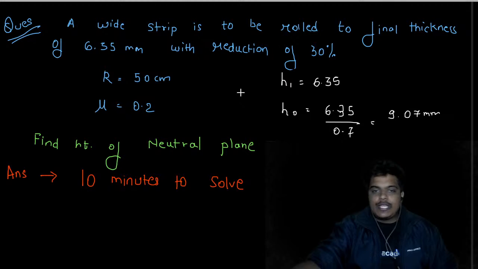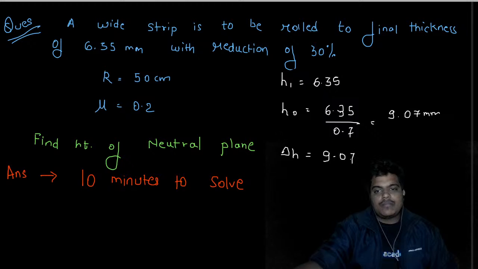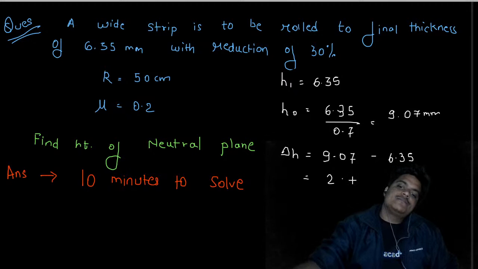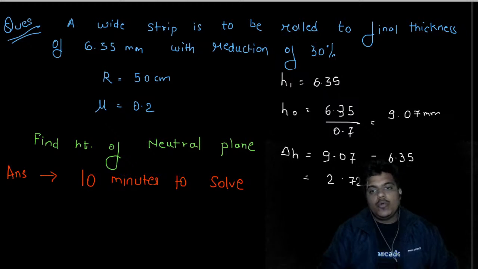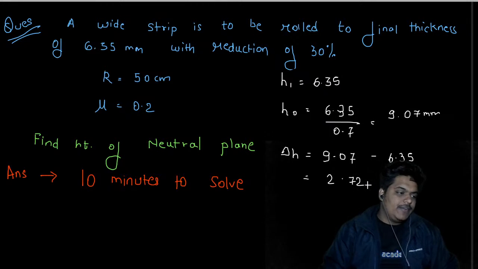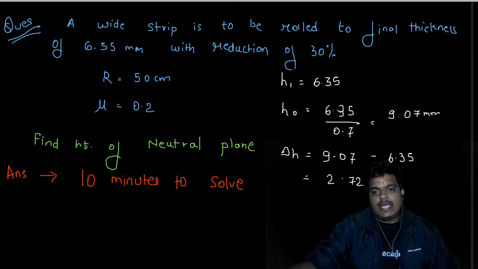Theek hai, sahi hai, koi dikkat nahi hai. Now the second task is calculating del h, bhi calculate kar lo. What is the draft? The draft is 9.07 minus 6.35. This is equal to 2.72 mm. This is your del h.